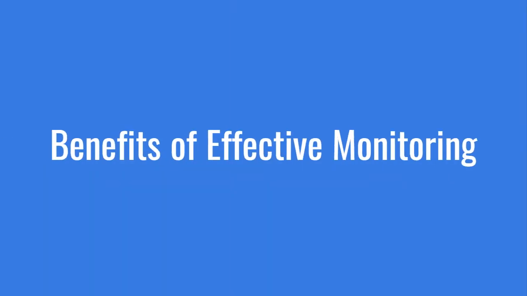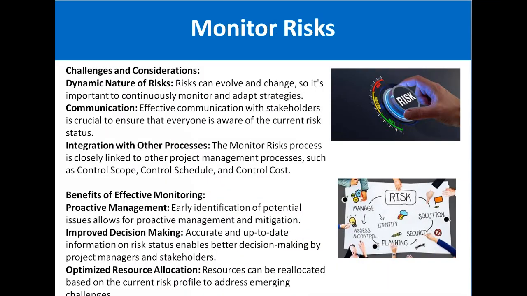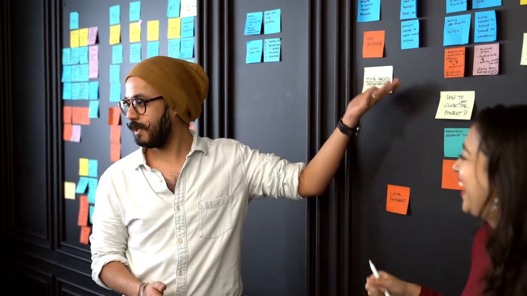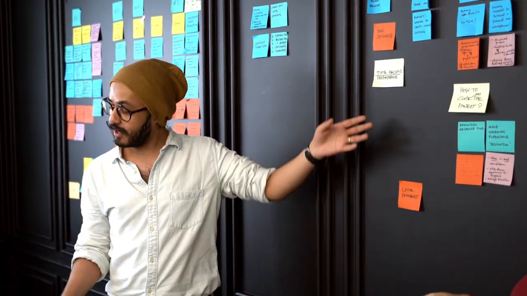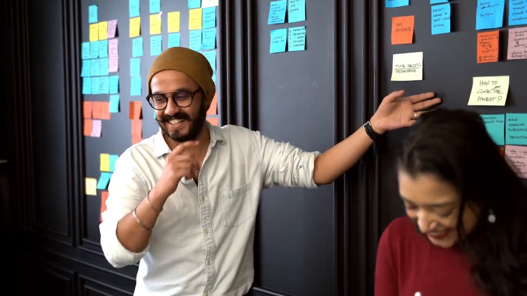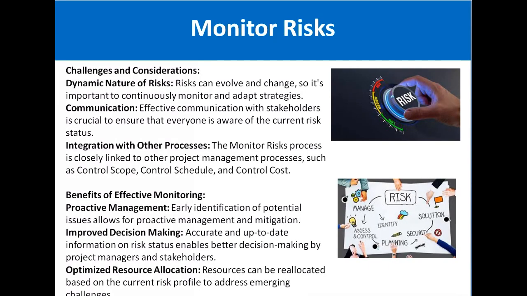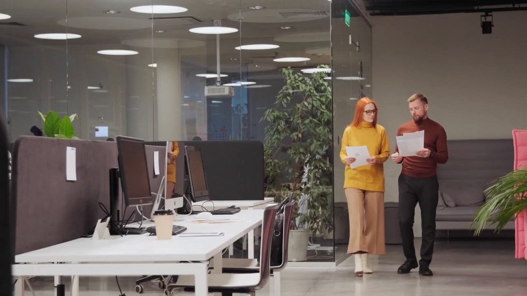Then benefits of effective monitoring include proactive management, like you are proactively managing and mitigating the risk. It will improve your decision making. It will also optimize the resource allocation, meaning that resources can be reallocated based on the current risk profile to address emerging challenges. So, friend, monitor risk is a continuous and iterative process that ensures project teams stay vigilant, adapt to changing conditions, and respond effectively to both anticipated and unforeseen risks.